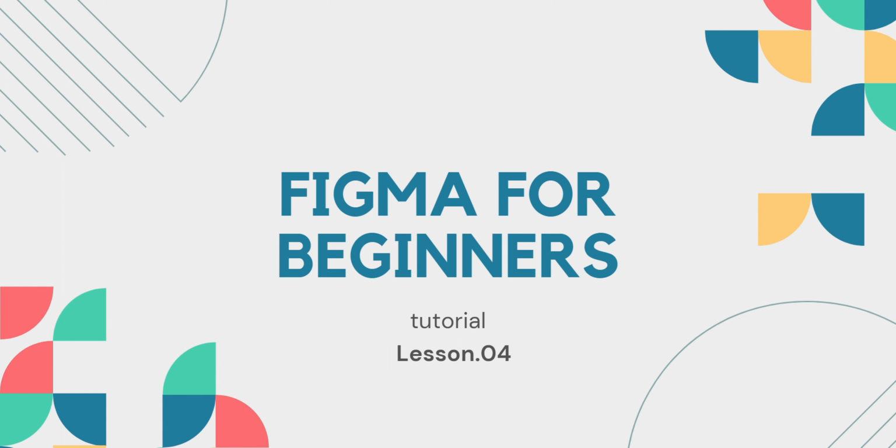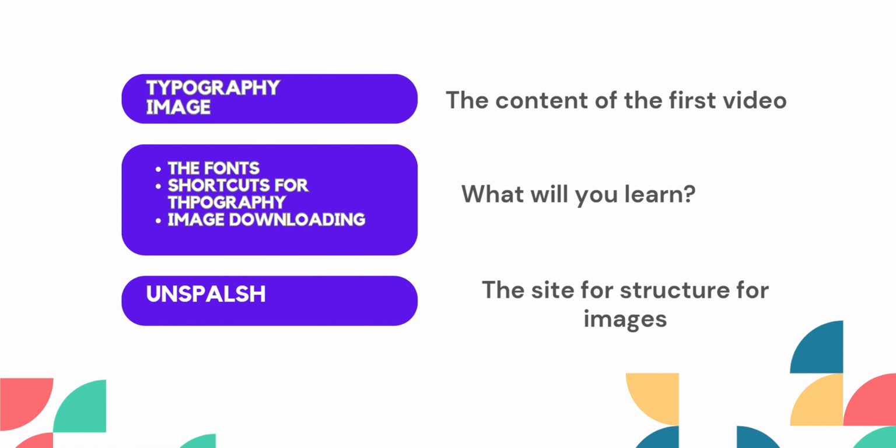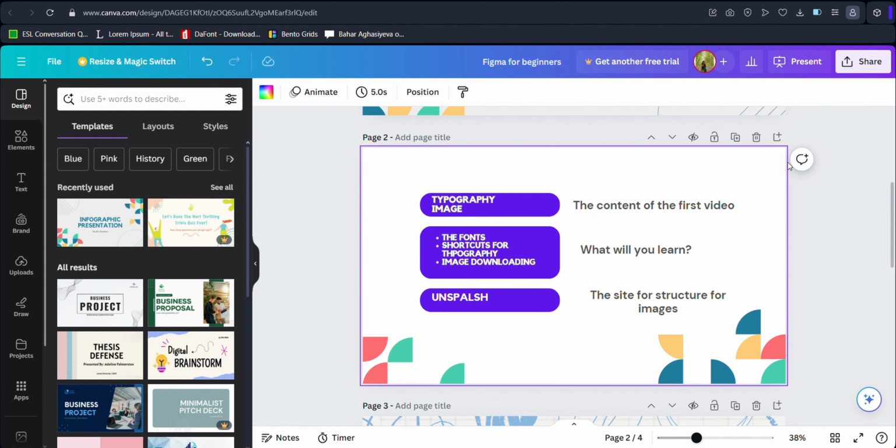And today we are going to learn a little bit about typography and images. How can we download images into our design, and how can we use the fonts and shortcuts for typography? And the extra bonus is going to be, oh, sorry, this one is a little bit of a mistake here. I'm going to make it work for you, don't worry about that. The bonus is the site for free images, how you can download images for free into your design. Let's get started without further ado.